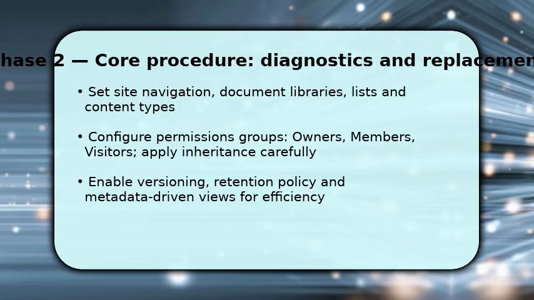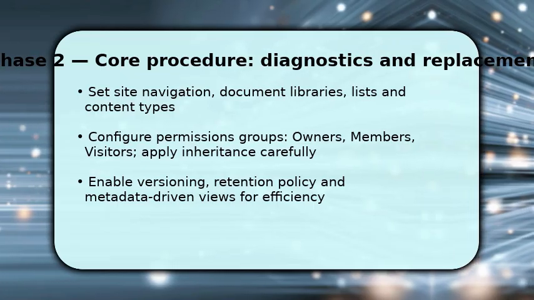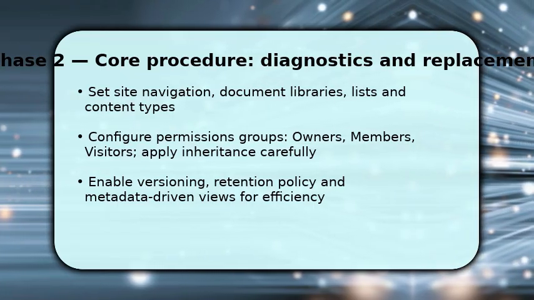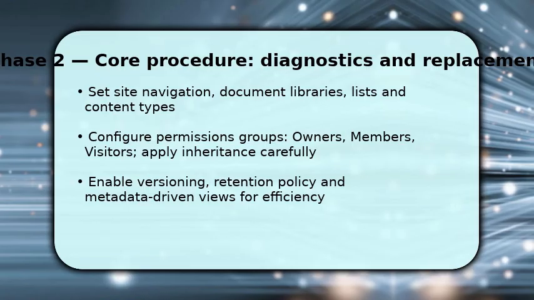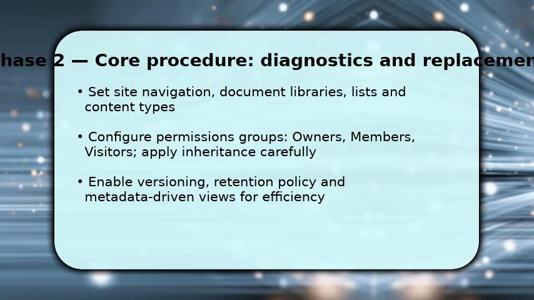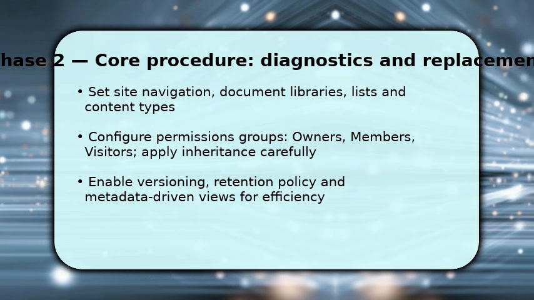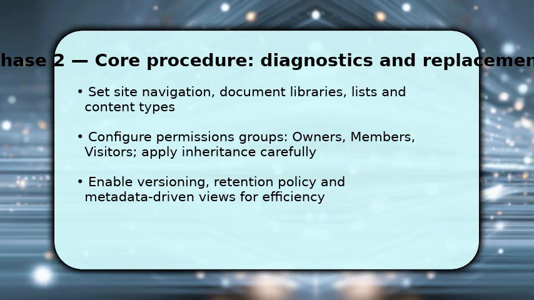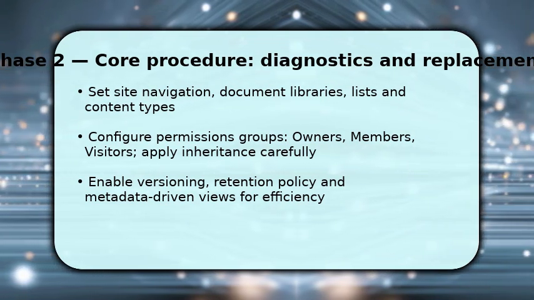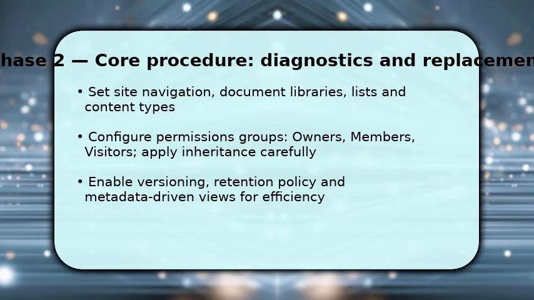After that, assign permissions using owners, members, and visitors groups. Avoid breaking inheritance unless necessary. It reduces complexity. Also enable versioning and apply retention labels or policies to meet compliance. Finally, build metadata-driven views and start uploading representative content to validate the structure.